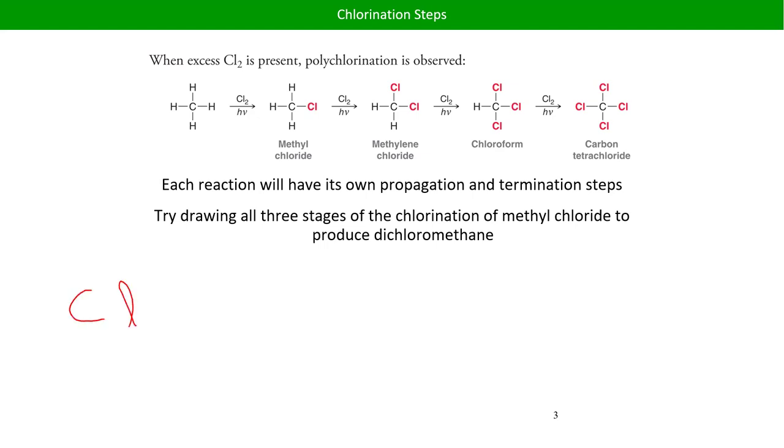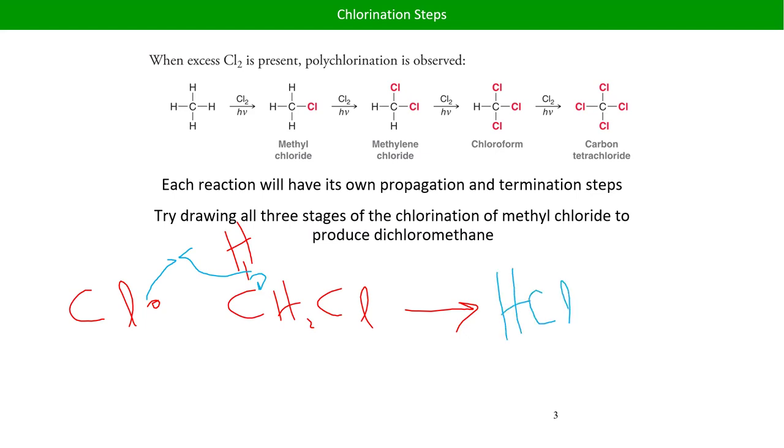So if we have a chlorine radical plus hydrogen up here, we don't really care about the rest of the molecule. So we're going to have one electron from the carbon hydrogen bond move to the chlorine. The other one stays on the carbon. So we're going to make HCl. And now we have a carbon based radical.